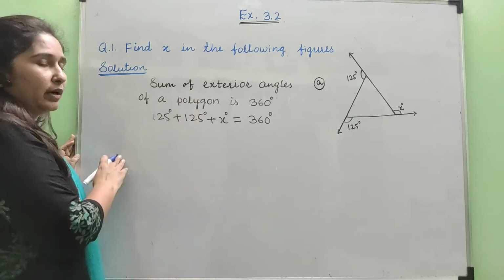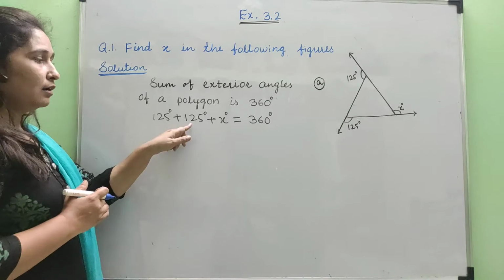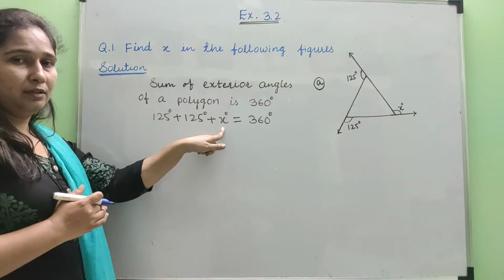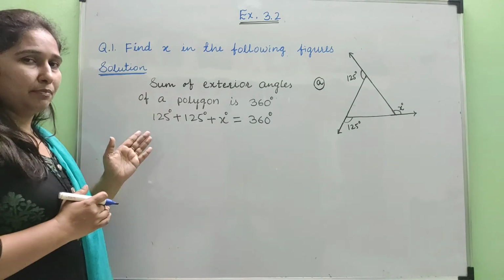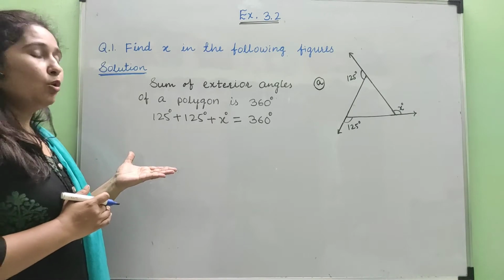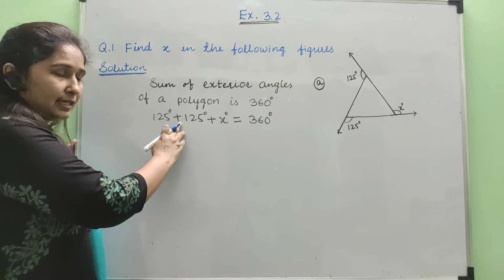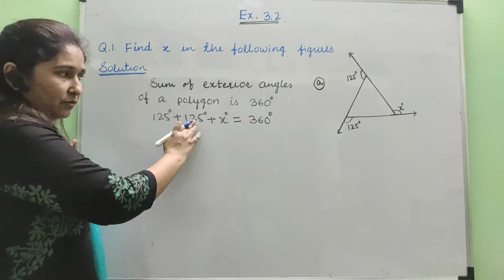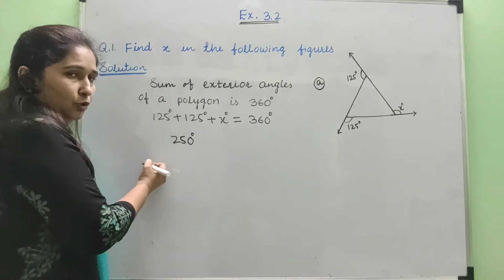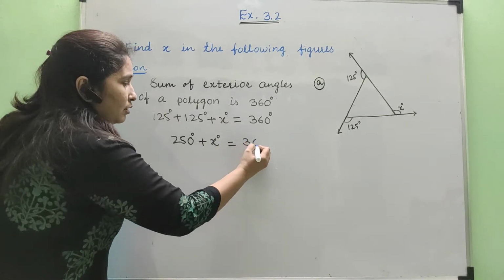We got here one equation, and while solving the equation we know that the numerals associated with the variable, you have to add or subtract whatever operation is there. First you have to go through that operation. Here 125 and 125 addition is there, so you have to add those numbers at first. 125 and 125, its addition will be 250 degree plus x degree is equal to 360 degree.